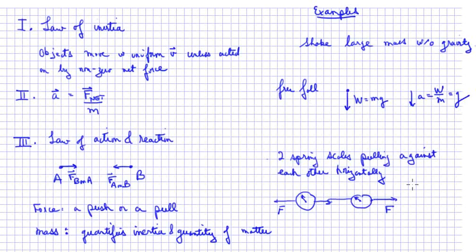This is an overview of Newton's laws. There are three Newtonian laws, and we'll be studying those in this chapter and the next chapter. The first law is the law of inertia, which says that objects move with uniform velocity unless acted on by a non-zero net force.